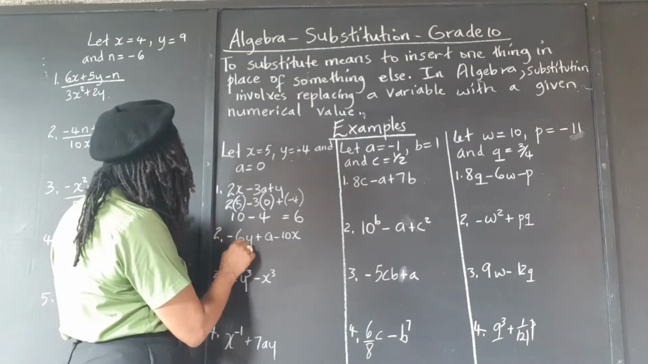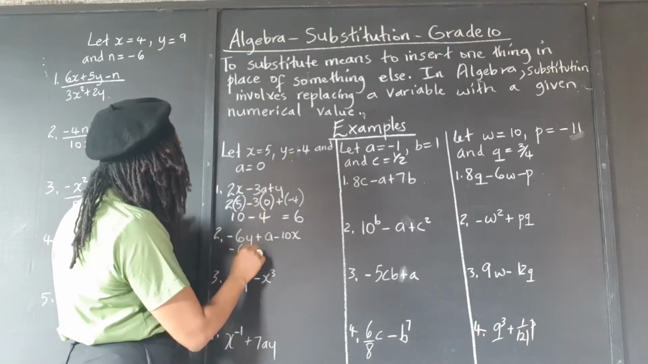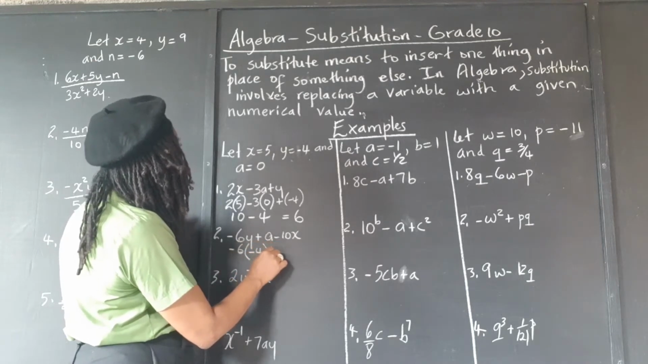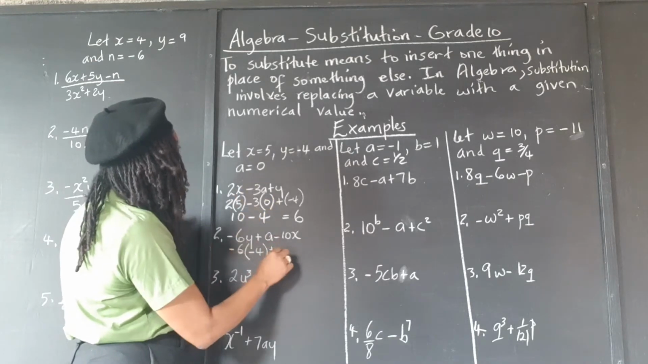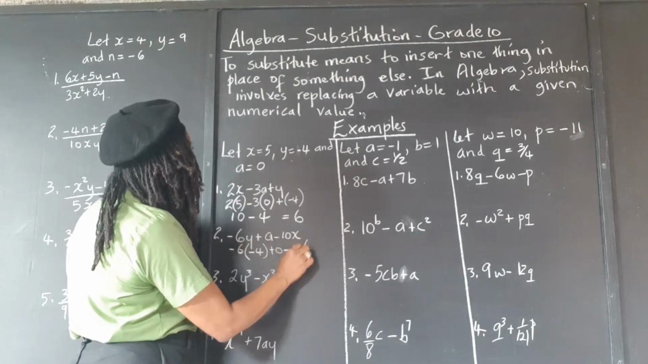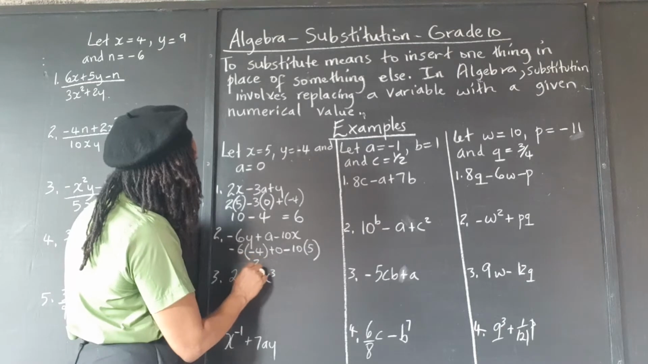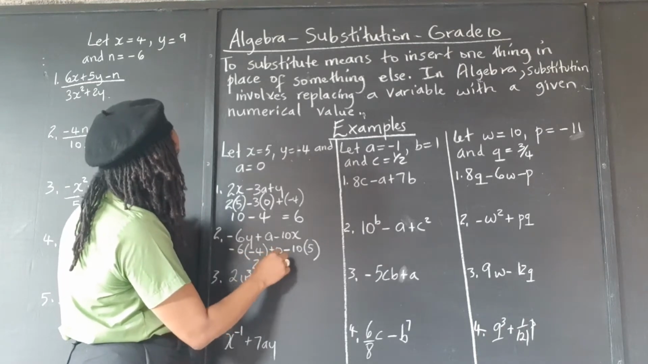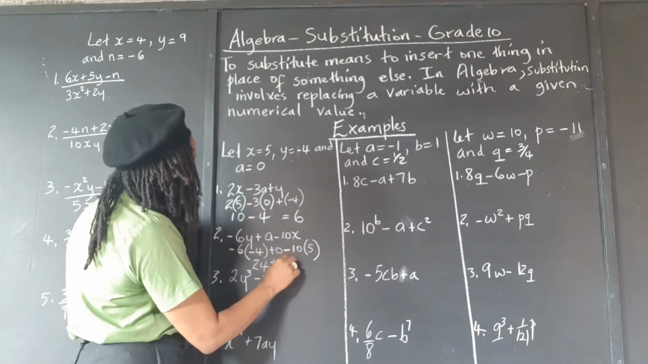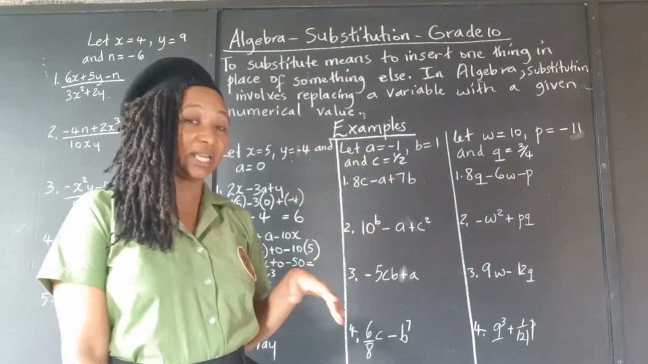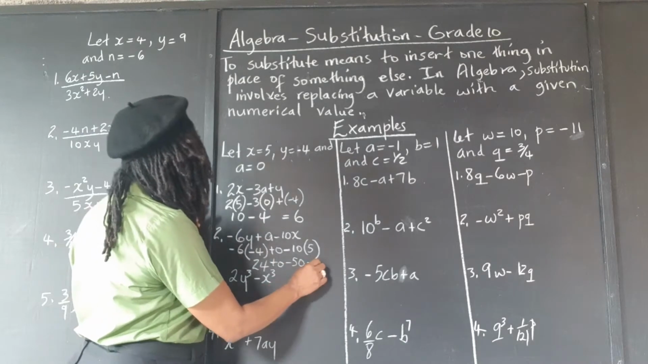Alright, so let's go now. It's negative 6 times negative 4 plus 0 is 0 minus 10 times 5. Negative 6 times negative 4 is a positive 24 plus 0 minus 50. Alright, so 24 minus 50, I believe that's negative 26.